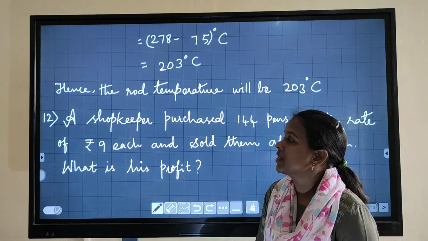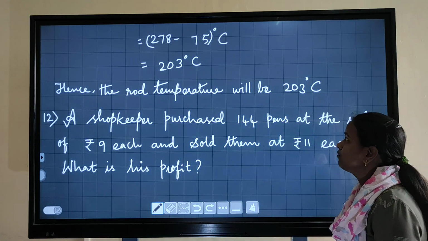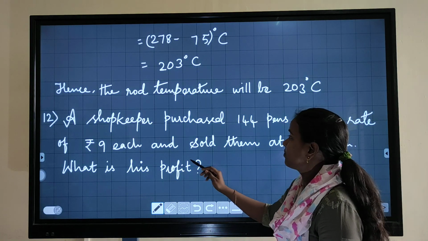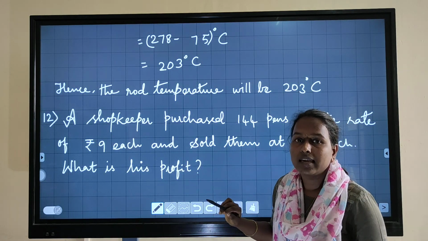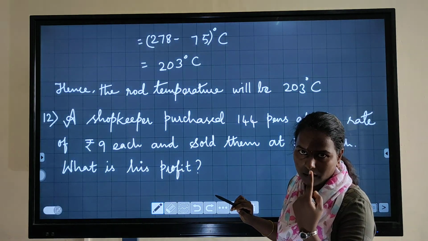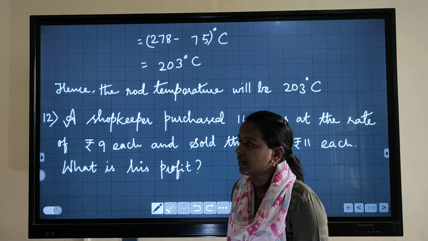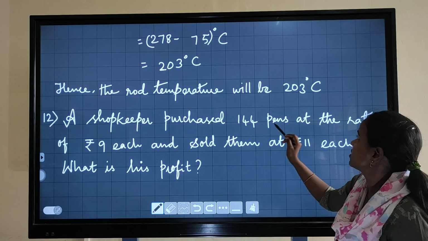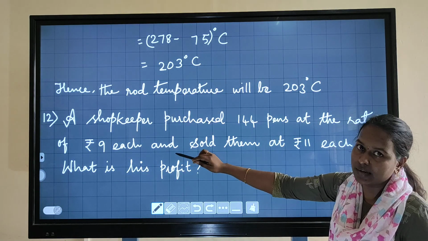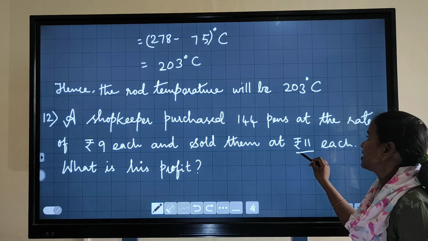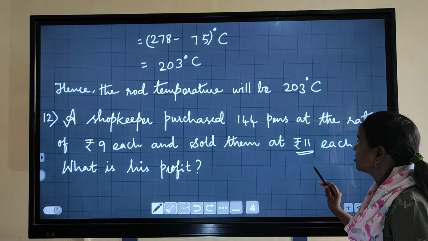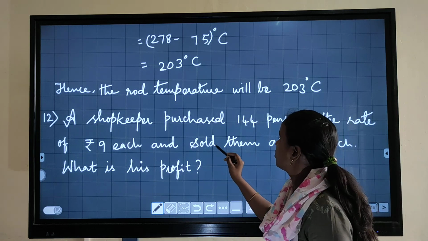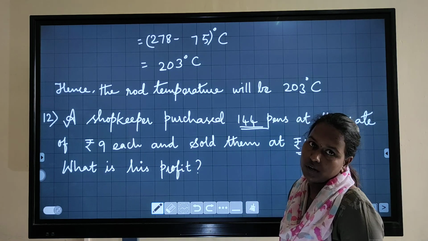The next question. A shopkeeper purchased 144 pens at the rate of rupees 9 each. Each means every pen, each pen or one pen. Each pen is how much? Rupees 9. And sold them at the rate of, this is the cost price. Rupees 9 is the cost price of one pen. This is rupees 11. He sold, this is the selling price. He sold them at rupees 11 each. What is his profit? Totally how many pens did he buy?